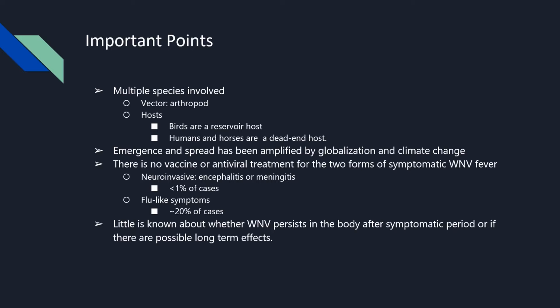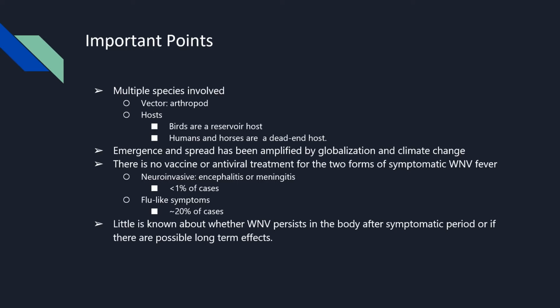The main points that we hope you take away from our presentation on West Nile virus is that the transmission of the virus involves multiple species. Our vector is a mosquito, with hosts being birds, which are the reservoir host, and humans and horses that are the dead-end hosts. Emergence and spread has been amplified by globalization and climate change.